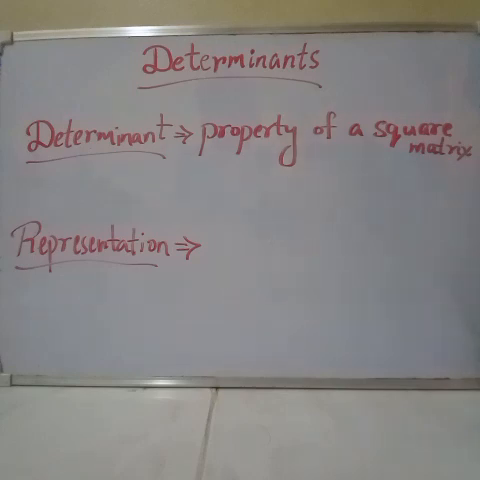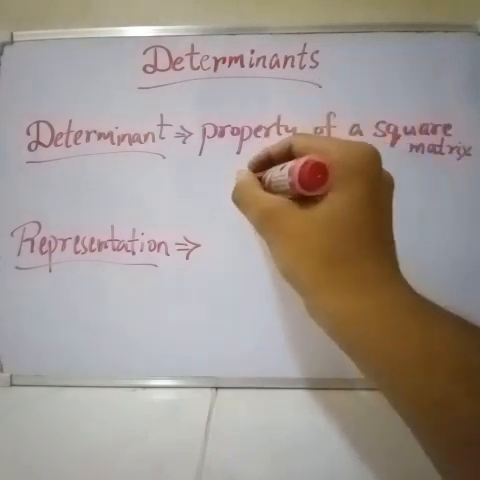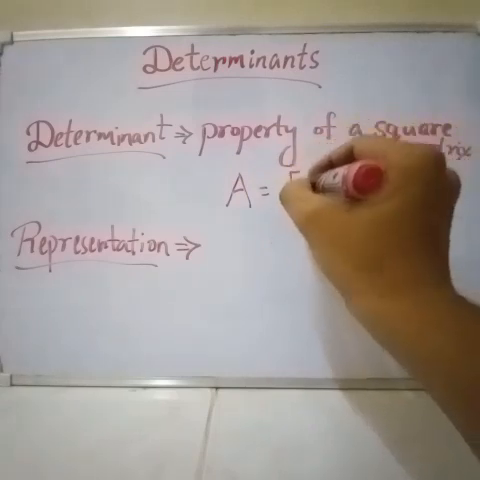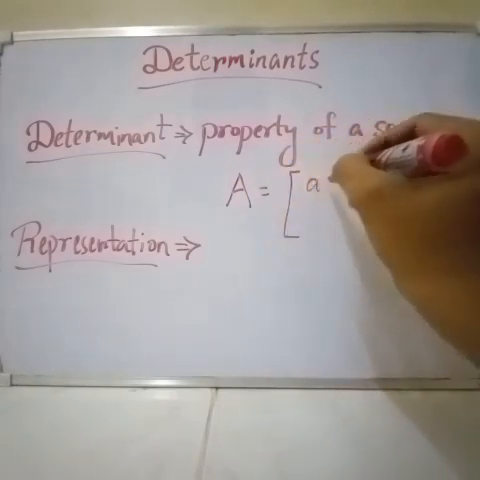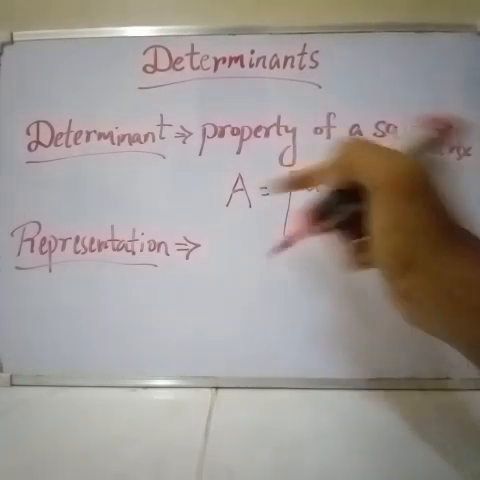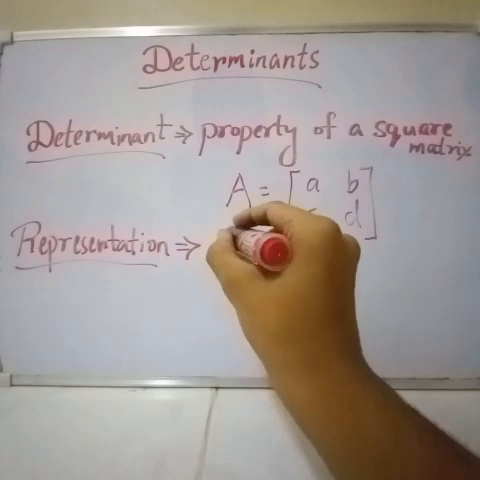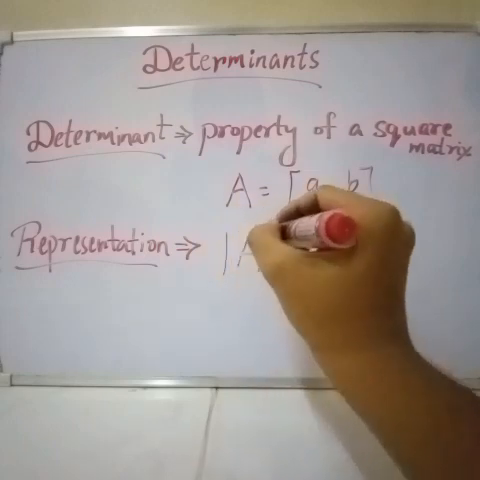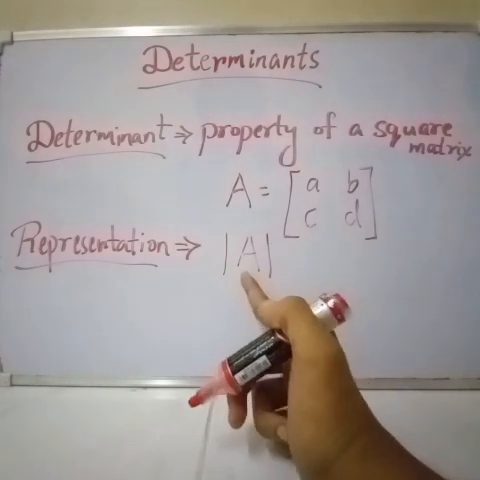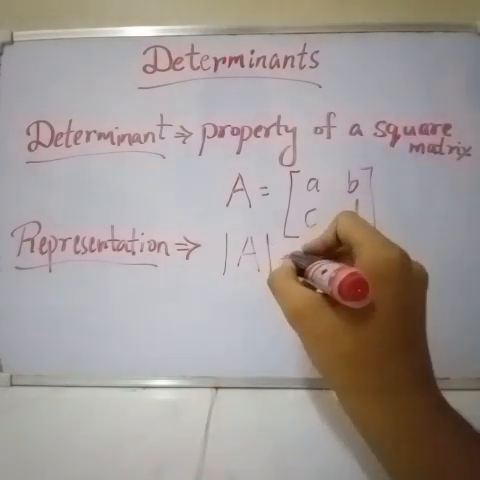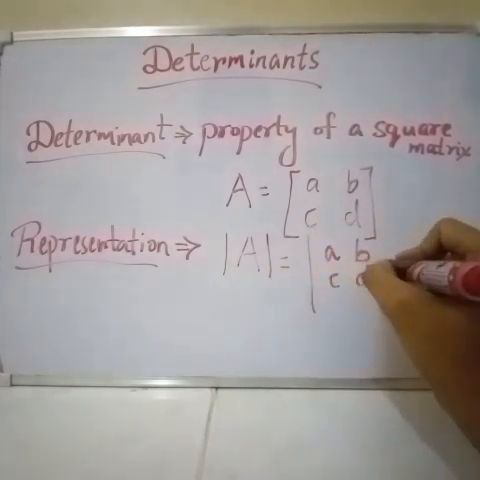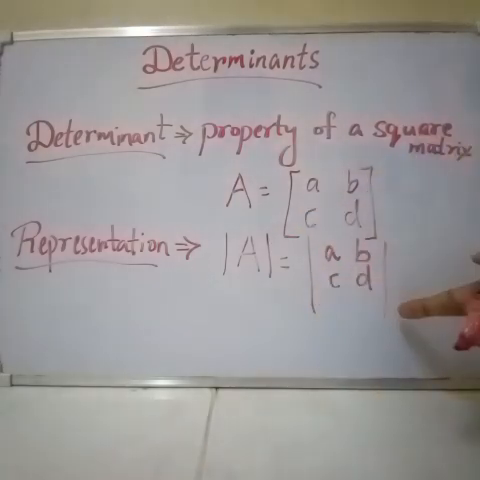And first of all, let's see what the representation for a determinant is. If you have a matrix A with some elements like this, a, b, c, d, then for the representation of the determinant, we'll write it as determinant A like this. This should not be read as modulus of A. This is determinant of A, and while writing the elements, we'll write them like this.